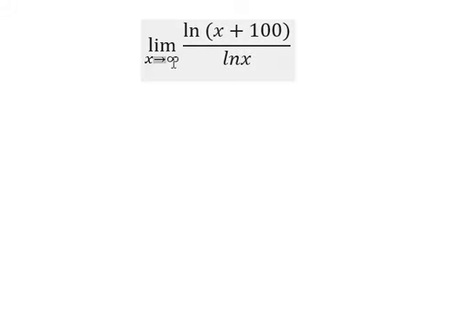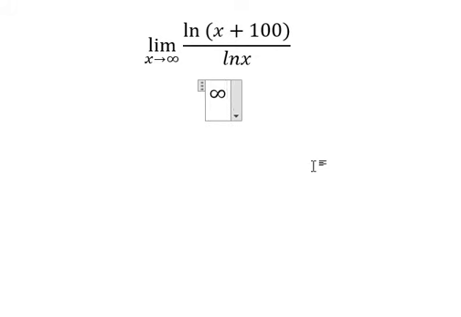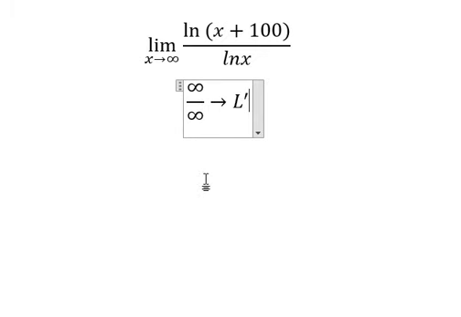When s approaches positive infinity, this one will go to positive infinity. So that means this one will go to positive infinity. Similar for this one. So we have positive infinity over positive infinity. That is about L'Hopital.